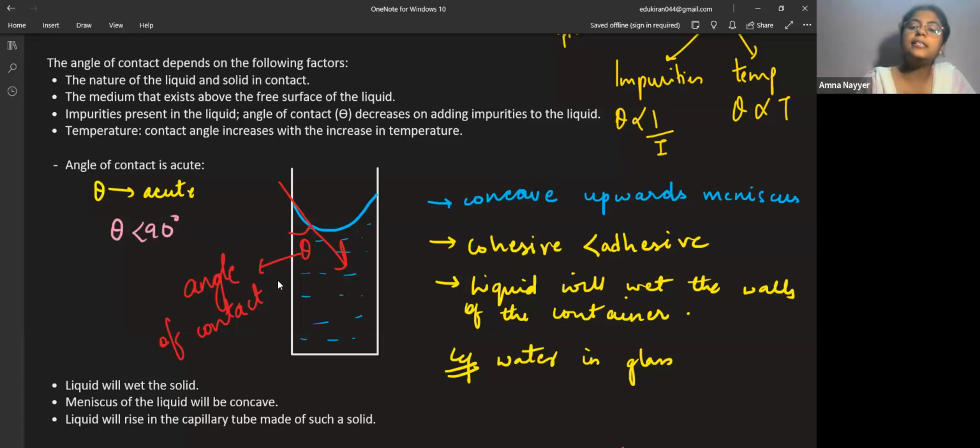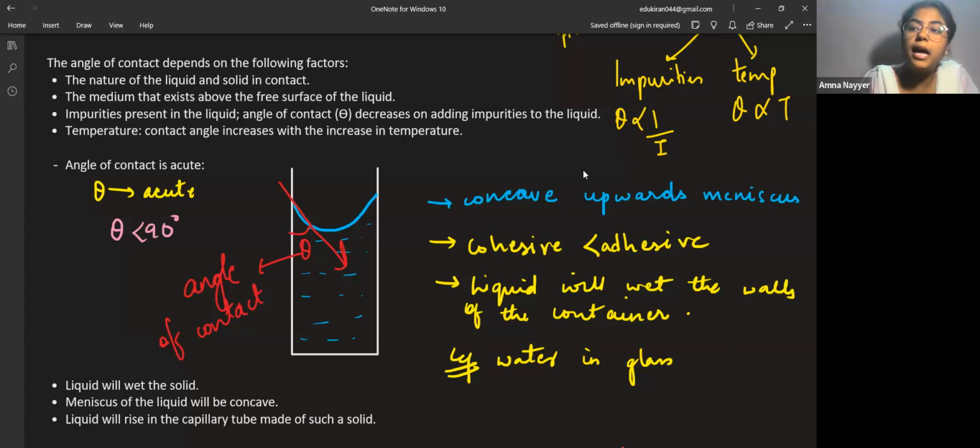So in this case, you have the adhesive forces stronger than the cohesive forces. The best example is water in glass. If you take a glass and fill it with water, the adhesive forces are stronger. This I have discussed in the last class also. So the liquid will wet the walls of the container, and the angle is acute. The conclusion points are: liquid will wet the solid, meniscus of the liquid will be concave, and liquid will rise in the capillary tube made of such a solid. Regarding capillary tube, I'll discuss, then only this will be clear.